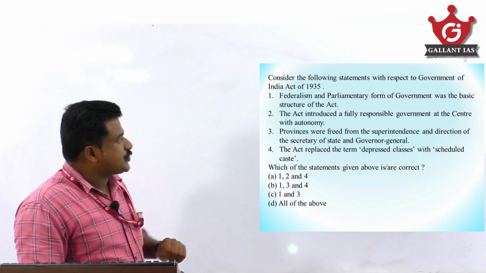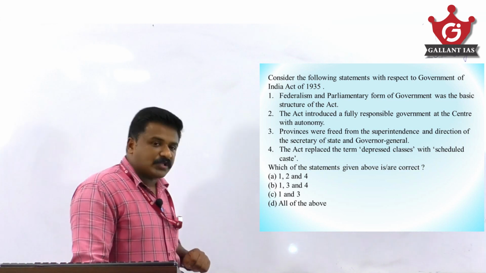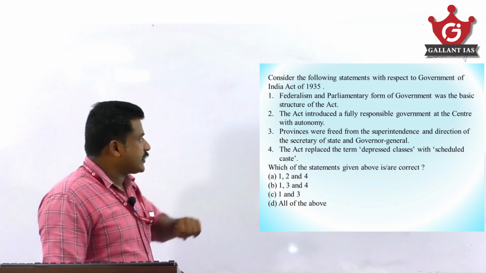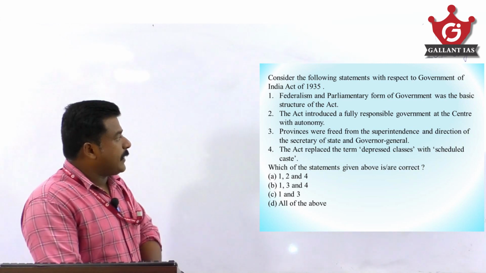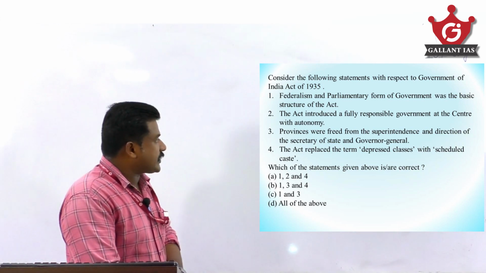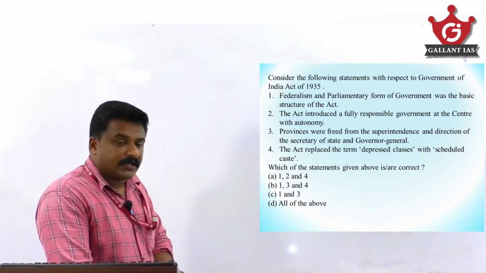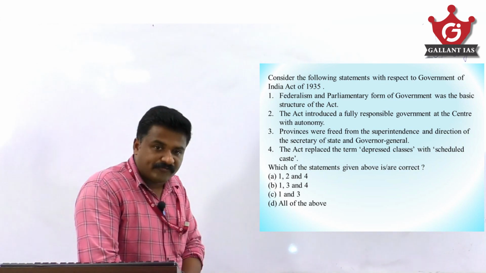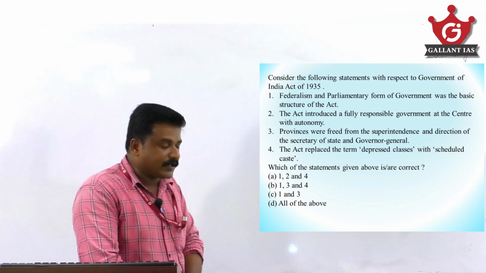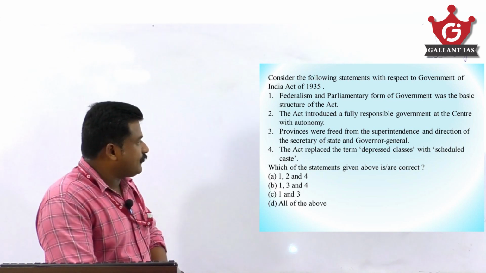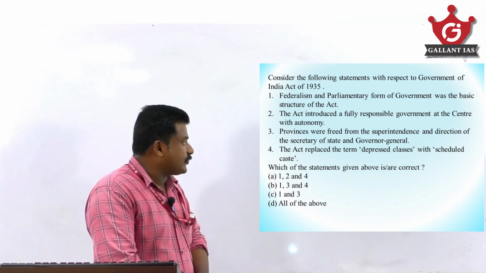Now consider the following statements with respect to the Government of India Act 1935. Four statements are there. Federalism and parliamentary form of government was the basic structure of this Act. Exactly, that is true regarding the Government of India Act 1935. The structural part of the current Constitution was borrowed from this Act. Now, the Act introduced a fully responsible government at the center with autonomy.